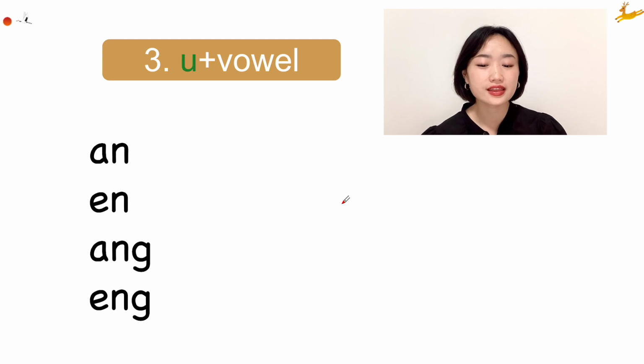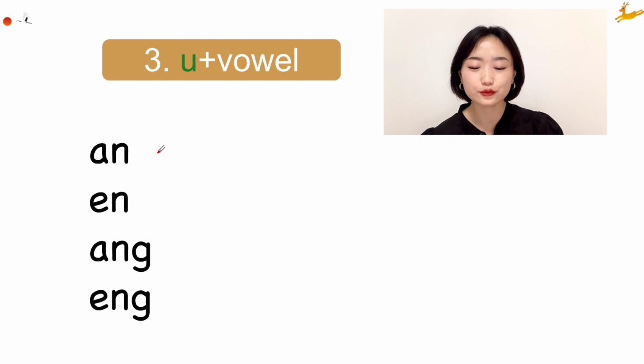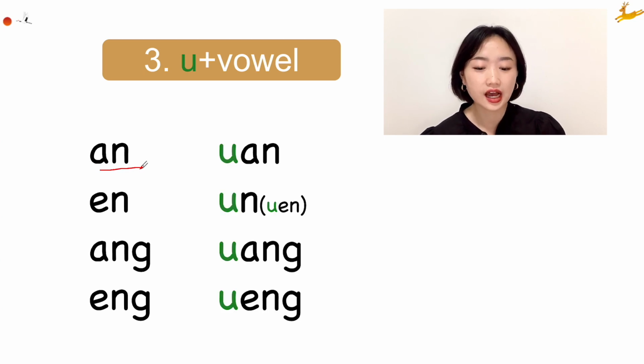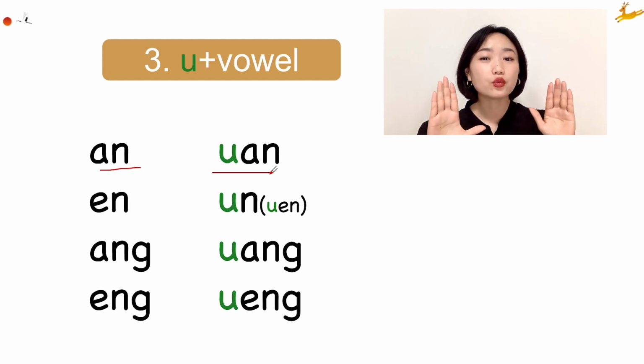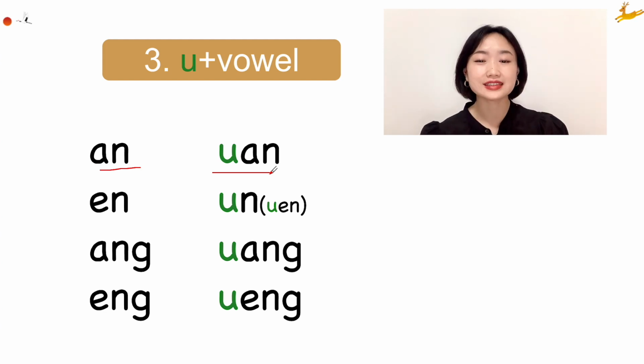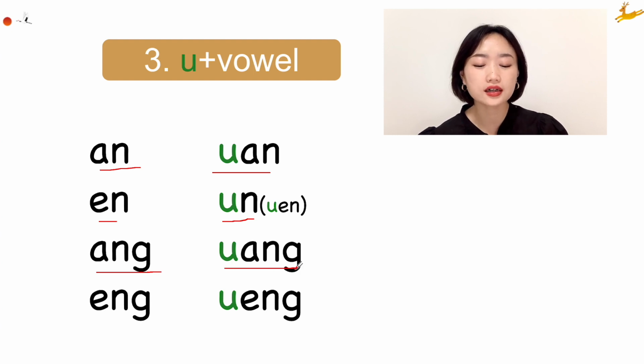Okay. Third one, u plus the vowels. We know this one says an. How about this one? U plus an. U, an. Wan. Yes. Wan. U plus n. Wen. U plus ang. Wang. U and ng. Weng.